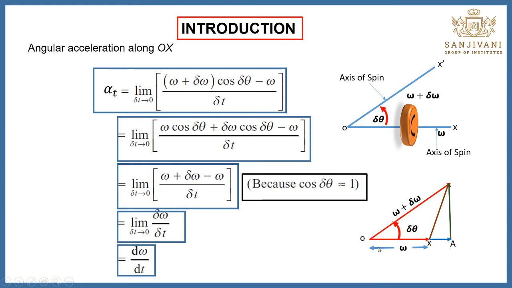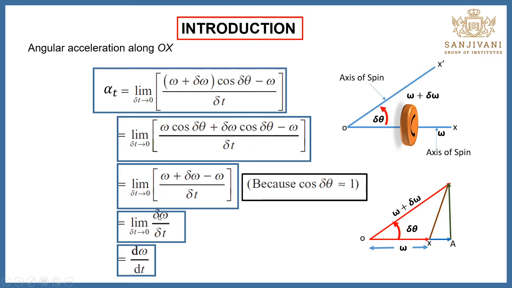Now in this case, AX is one component of the acceleration which is acting along OX, and the second component is perpendicular to OX. The component along OX is called the tangential component, and the one perpendicular to OX is the gyroscopic component that we are going to study.